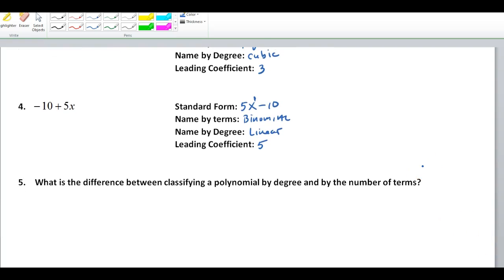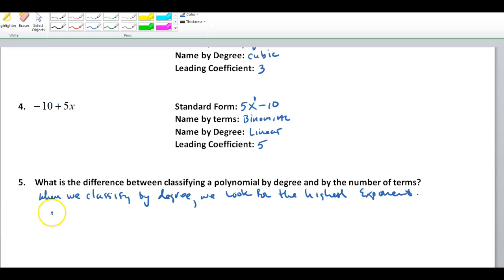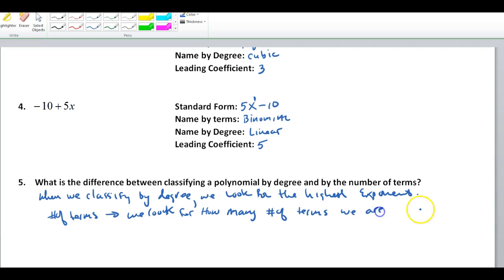So, example 5. What is the difference between classifying a polynomial by degree and the number of terms? Well, when we classify by degree, we look for the highest exponent. When we classify by number of terms, we look for how many terms we are adding or subtracting.